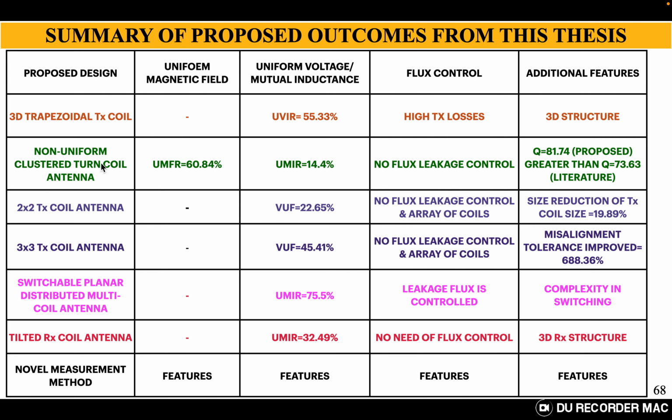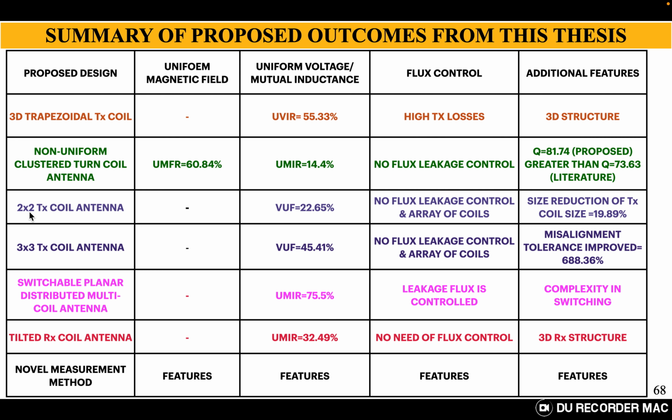Whereas the non-uniform cluster turn coil antenna, which is also called design 2, is actually giving a uniform magnetic field region of 60.84%, but the uniform mutual inductance region is 14.4%, which is better than the literature planar designs. But the main disadvantage is it doesn't have any flux leakage control. But as an additional feature, the quality factor is improved compared to the literature design from 73.63 to 81.74. So it has a Q assisted algorithm in it.